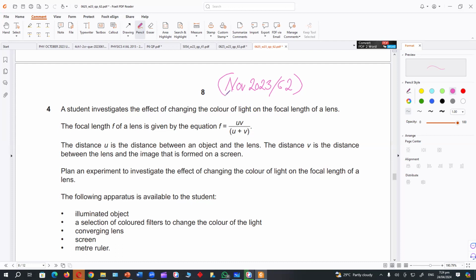A student investigates the effect of changing the color of light on the focal length of a lens. The focal length of a lens is given by this equation. Distance u is the distance between an object and the lens, while the distance v is the distance between the lens and the image that is formed. Plan an experiment to investigate the effect of changing the color of light on the focal length of a lens.